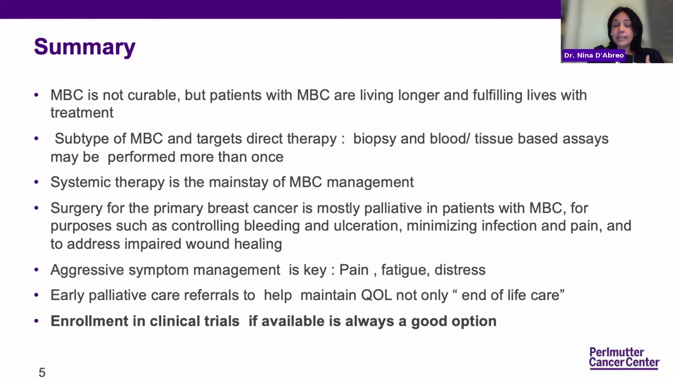So in summary, it's not a curable illness yet, but women are living longer and very fulfilling lives with therapies. The subtype really directs the therapy, and biopsies may be done several times, including blood-based biopsies, so we don't have to stick a needle in every time there's a recurrence. Systemic treatment medications are still the mainstay of therapy. Surgery is mainly palliative, but there may be situations where we could talk about it. Aggressive symptom management is very key for our patients because we're in for the long haul. For those unfortunate patients where we end up using a lot of treatments, very early referral to our palliative care providers can help maintain good quality of life. And a very important thing is to enroll in a clinical trial if available, because that's the only way we can move the needle even further.